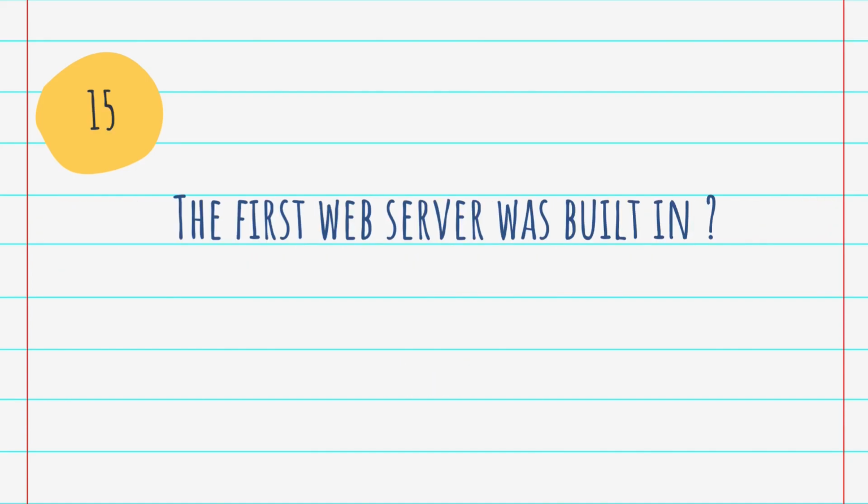Question number 15. The first web server was built in. Answer is in 1990, Geneva, Switzerland. By the end of 1990, Tim Berners-Lee had the first web server and browser up and running at CERN, the huge particle physics lab in Switzerland.